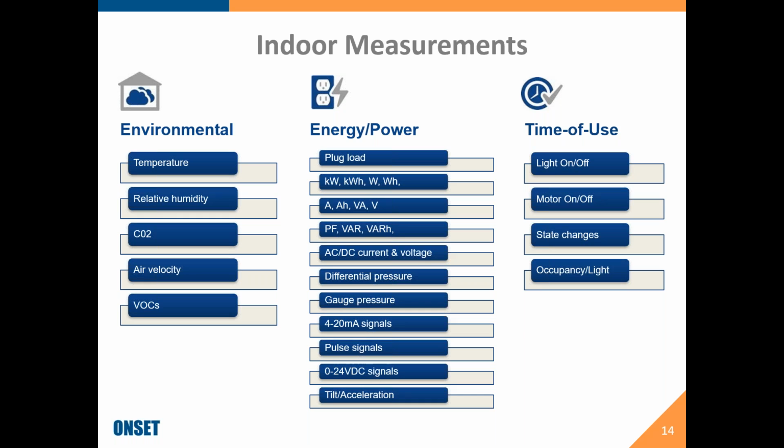Time of use, again, is referring back to those state data loggers where they are simply recording a change of state so that you know when lights are on or off in a building, motors are running, any change of state, and occupancy and light. So you know if someone is in a room, and it will measure the light on or off, and it's picking up the occupancy from a heat sensor, which would actually detect a person.